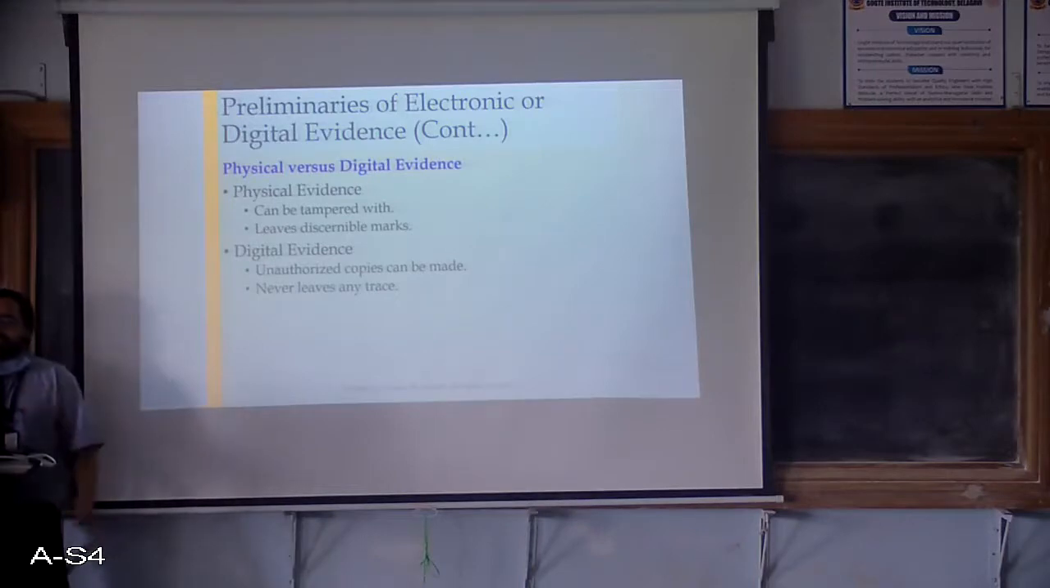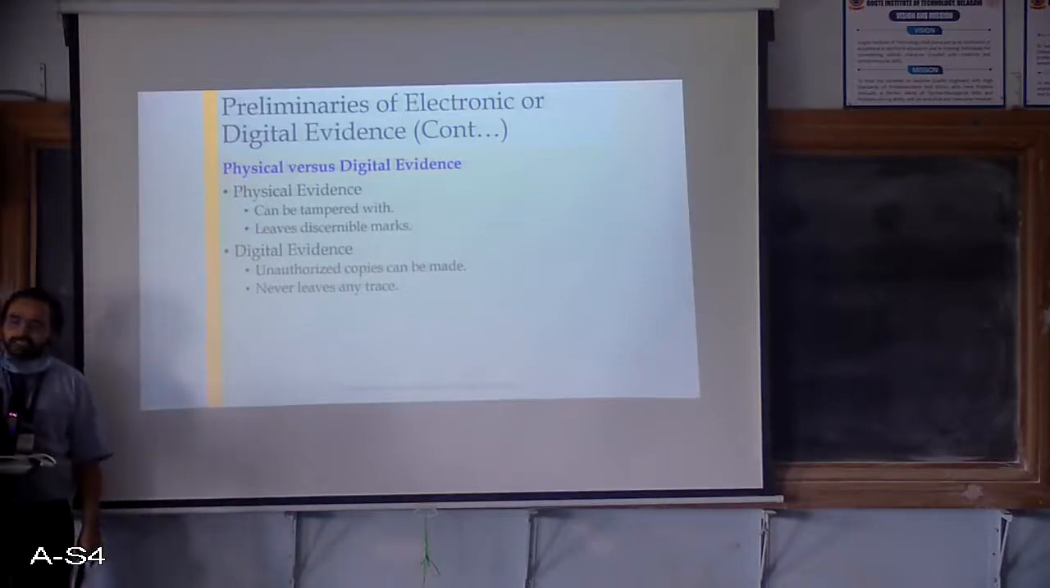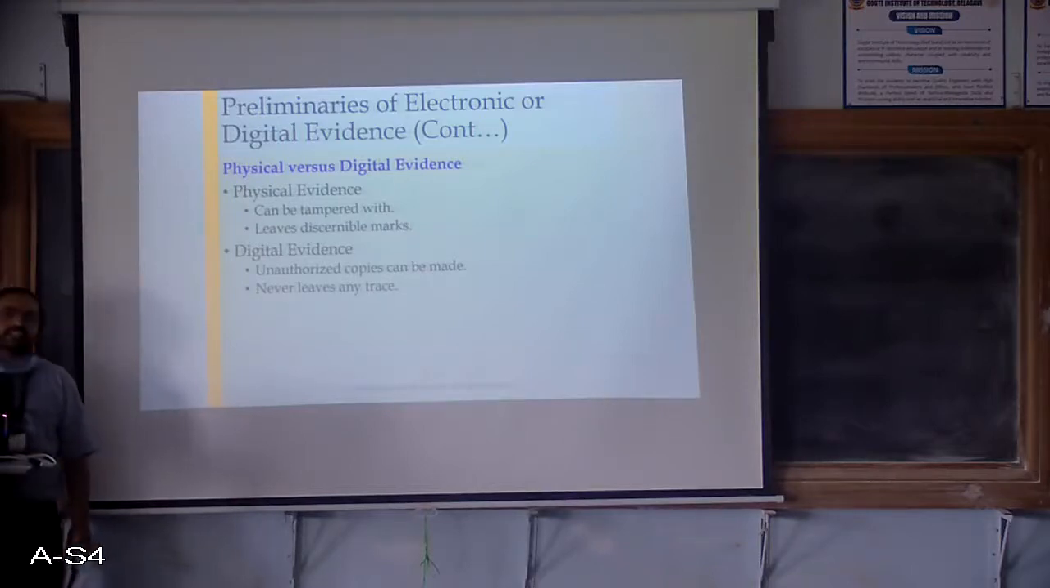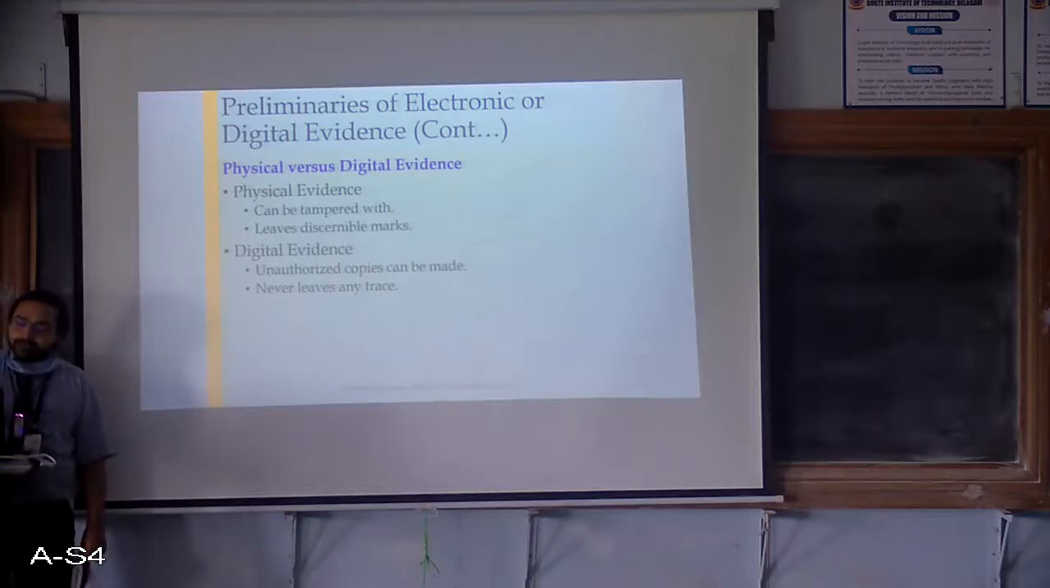Now, let's see the difference between physical evidence and digital evidence. As we have discussed, there are two types of evidence: one is digital evidence, the second is physical evidence. Physical evidence can be tampered, but if you tamper with physical evidence, it leaves discernible marks. You will come to know very easily whether the evidence has been tampered with or not. But in case of digital evidence, unauthorized copies can be made. In case of physical evidence, you cannot make unauthorized copies. And a very important part is that it never leaves any trace, because they are just making a copy, they are not altering it. There are no marks, no traces left with respect to digital evidence, but tampering is easy.